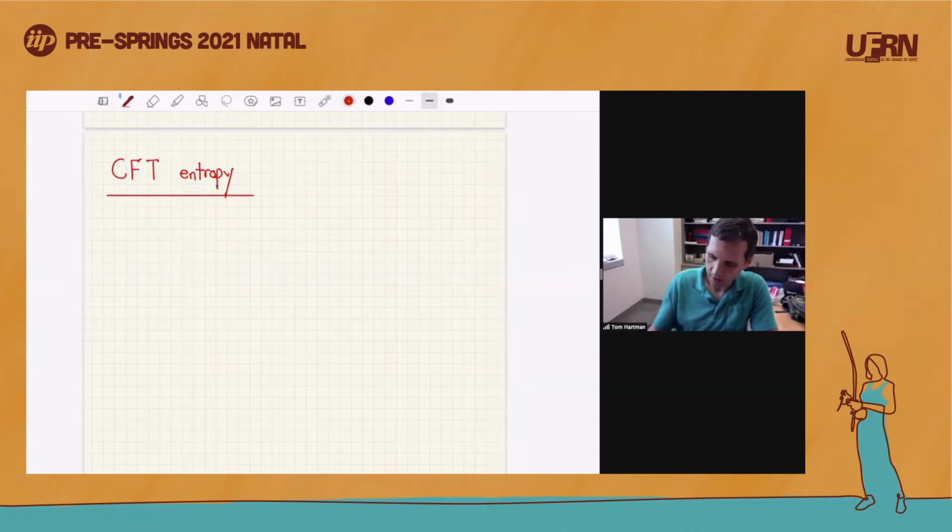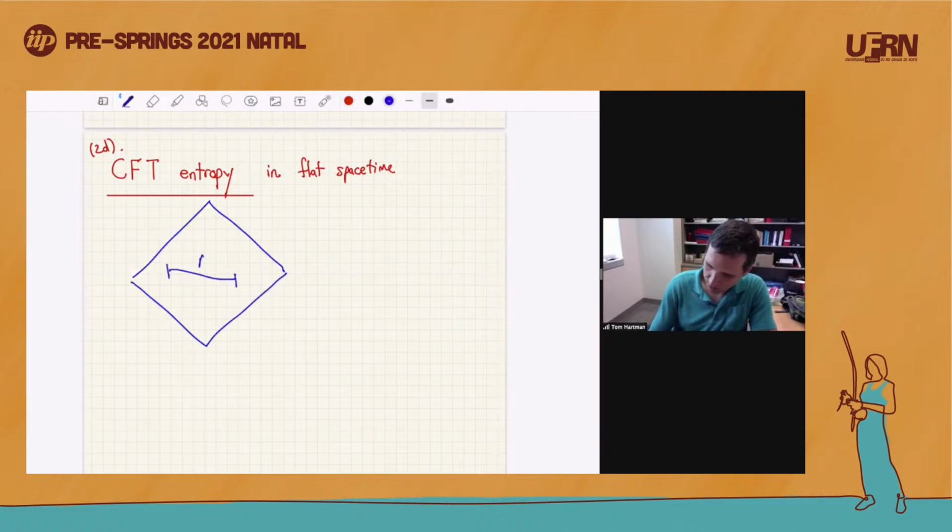We'll start by explaining how to calculate entropy in a conformal field theory in flat space-time. The calculation we'll do is two-dimensional. A lot of these ideas carry over to higher dimensions, but the calculations become a lot more difficult. So the problem that we're starting with is that we have two-dimensional Minkowski space. We have some interval A with endpoints x1 and x2. And we want to calculate the von Neumann entropy S of rho A.